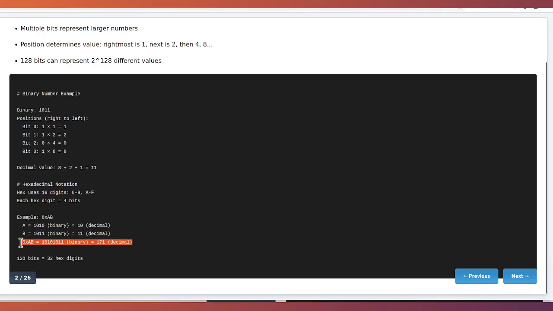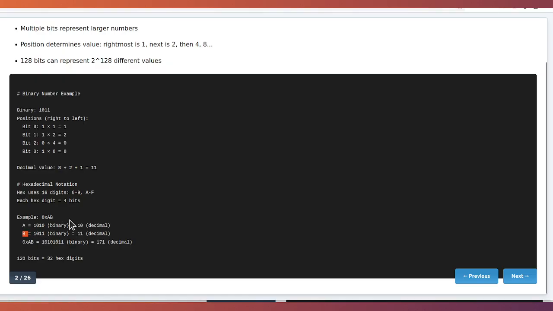To make these large binary numbers easier to read, we use hexadecimal notation. Hexadecimal uses 16 digits, 0 through 9, then A equals 10, B equals 11, C equals 12, D equals 13, E equals 14, and F equals 15. Each hex digit represents exactly 4 bits, so 32 hex digits represent 128 bits. Let's look at a concrete example.